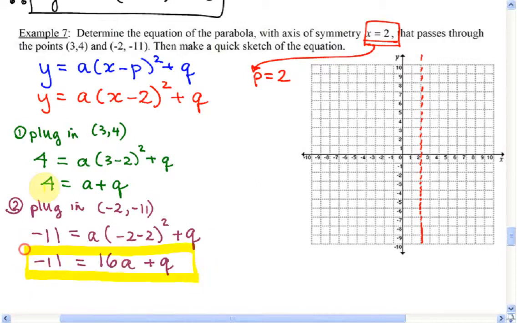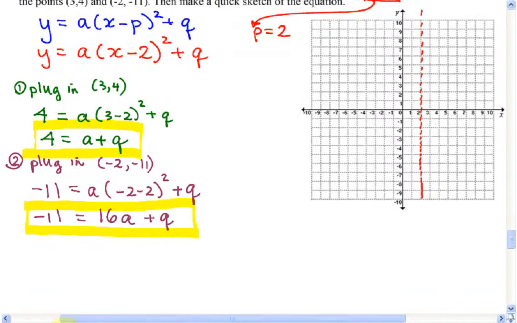So what? Good times from grade 10 coming back. Grade 10: 2 equations, 2 variables. What do we do? You can either do substitution or elimination, where you subtract the 2 equations. What do you want to do? I don't care. You want to do substitution? Do substitution. You want to do elimination? Do elimination. I'll do elimination today, just for fun.